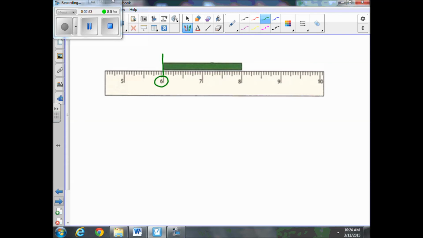Now, this ruler doesn't give us the customary units. It doesn't tell us what it is, but by looking at it, you can tell that we're measuring in what? Inches. Absolutely, we're measuring in inches. So we see that this rod begins at 6 inches. Now I'm going to go and look at the end of this rod. The end of this rod, we see it ends at 8. Beautiful, it ends at 8.